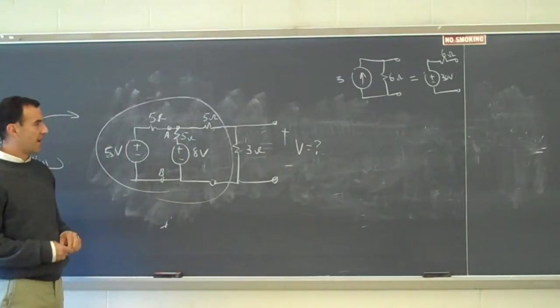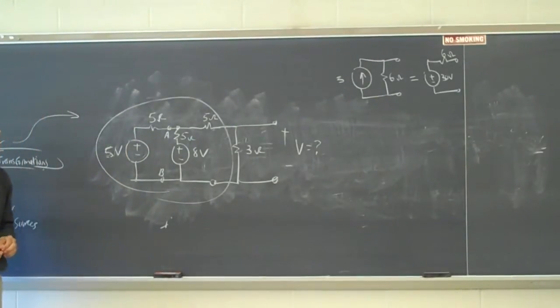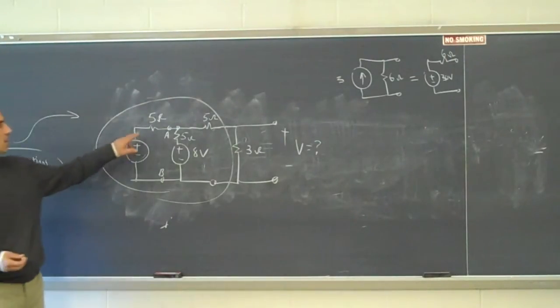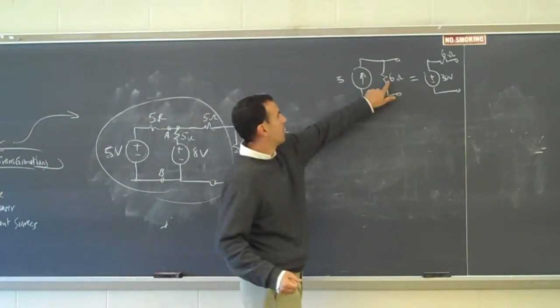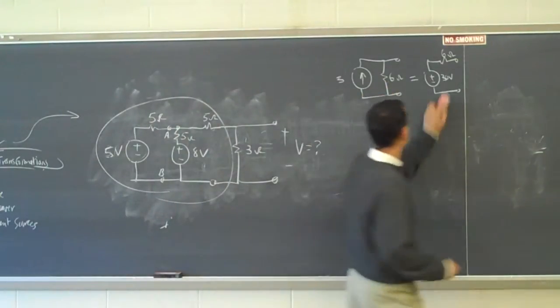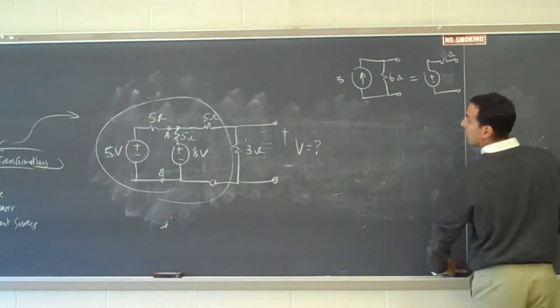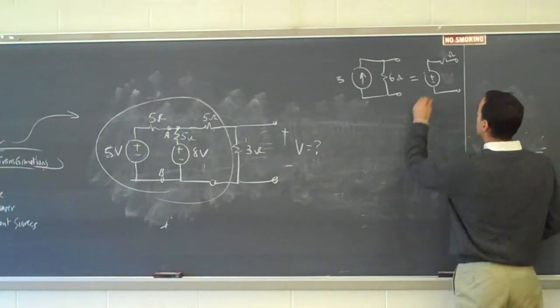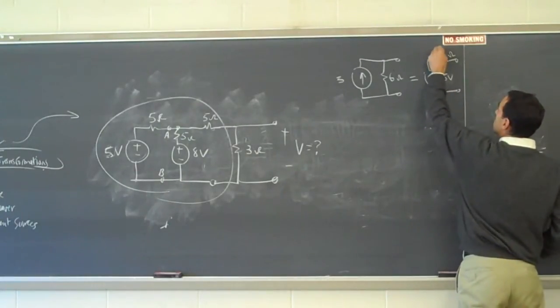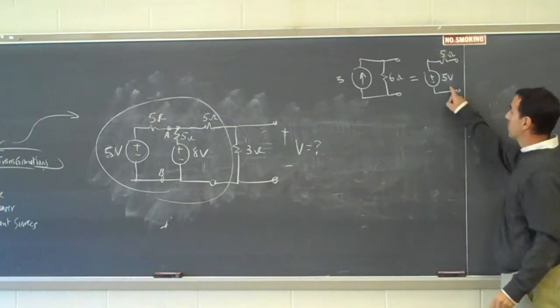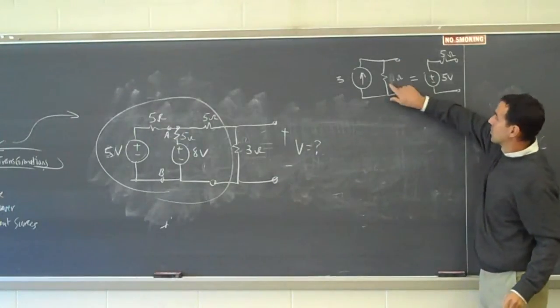So 5 volt and 5 ohms, I want to replace that. What size resistor should I put here? So switching it over, we know that voltage is 5 volts and that's 5 ohms. What size resistor should I put here?